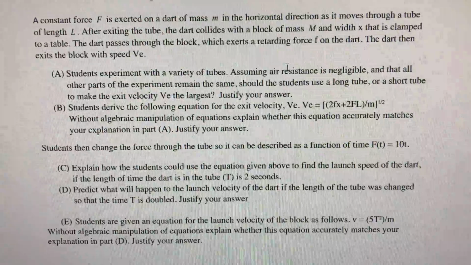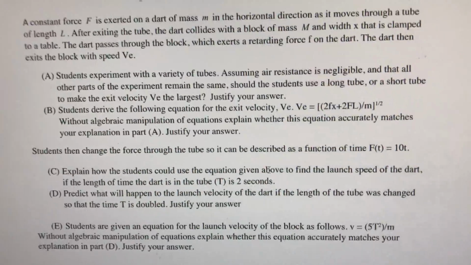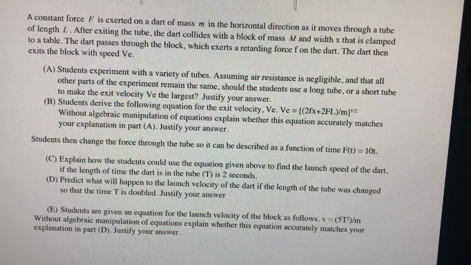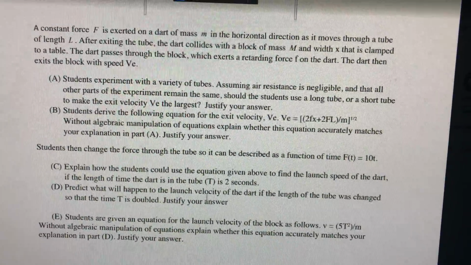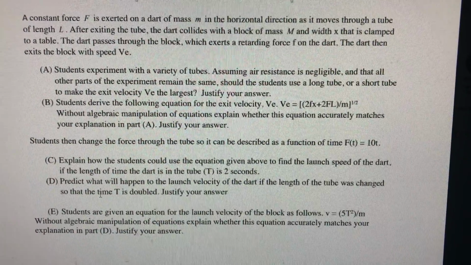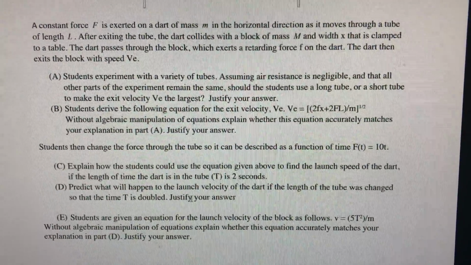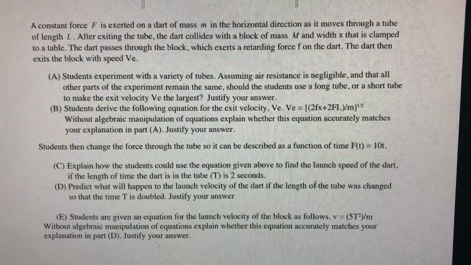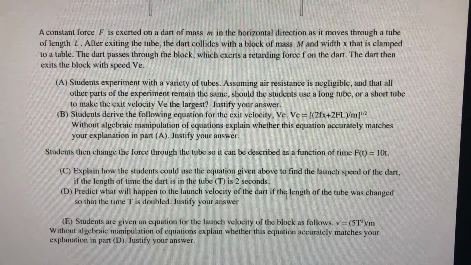So that would just be kinematics equations, by the way. So part C, use Newton's second law, and then you can go into kinematics equations using the acceleration and the time to find the velocity. D, predict what would happen to the launch velocity if the time t is doubled. Okay, we said that the length of the tube, we've got a constant force, right?